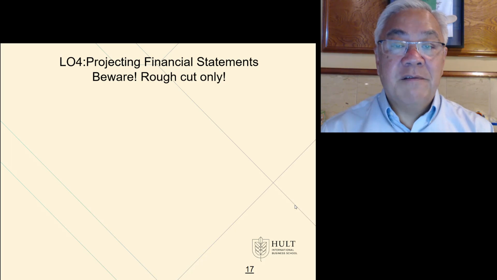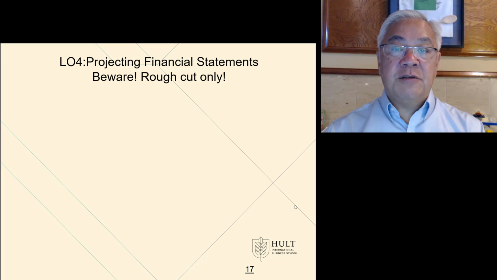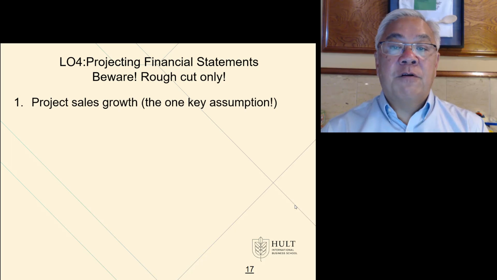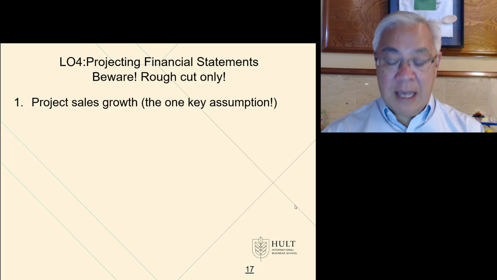All right, learning objective 4, projecting financial statements. What we're going to do here is use Excel to show an example of how you could go through the steps of determining your balance sheet and your income statement and cash flow based on some assumptions. First, we're going to say, what is the sales growth rate? Of course, we've already talked about the difficulty of getting it, but let's say you have it.